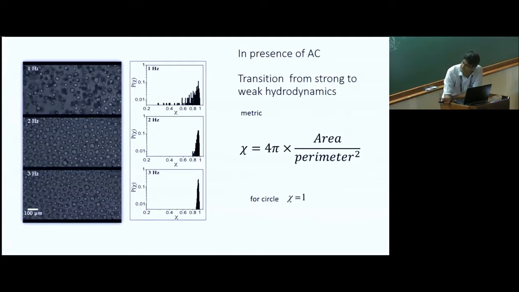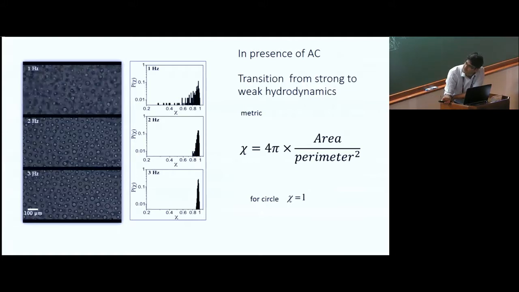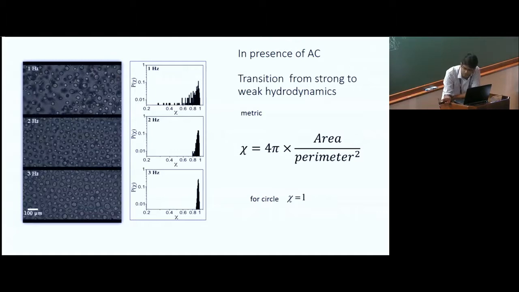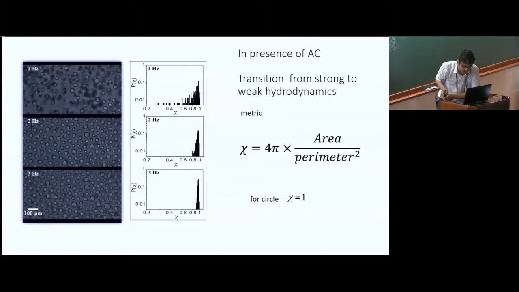If you look at how circular the droplets are in the image, these are very non-circular droplets at the top, and you get lots of elongated droplets. But as you move up in frequency, this becomes sharper, which tells you about a metric that we have hooked up. For a circle, the value is going to be 1, and things are basically circular at higher frequencies.